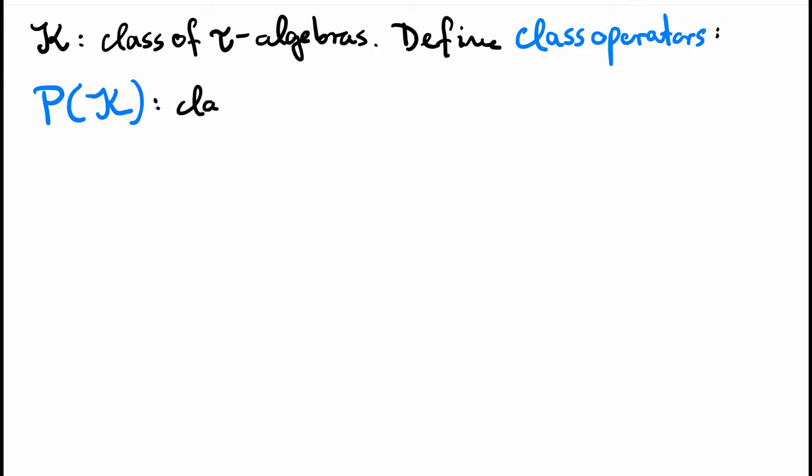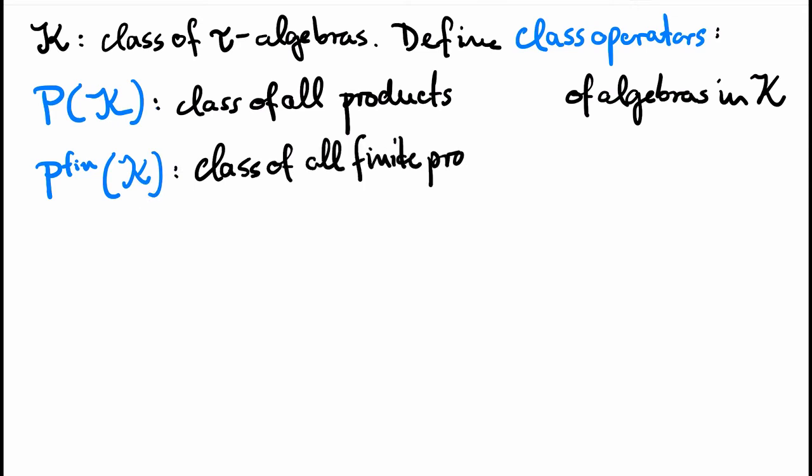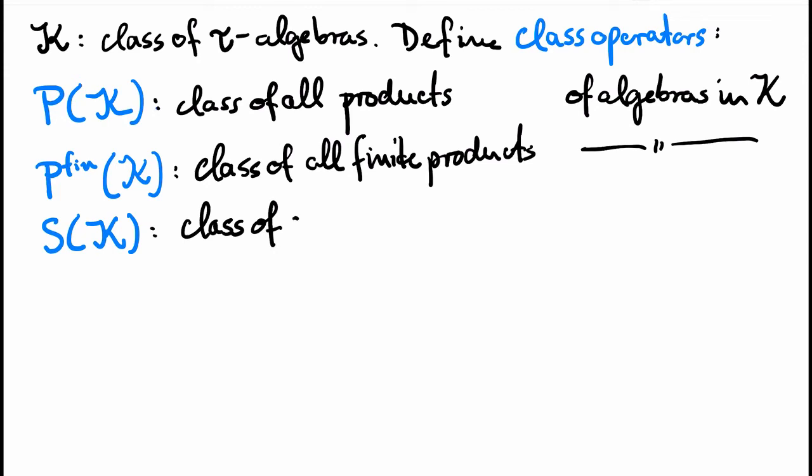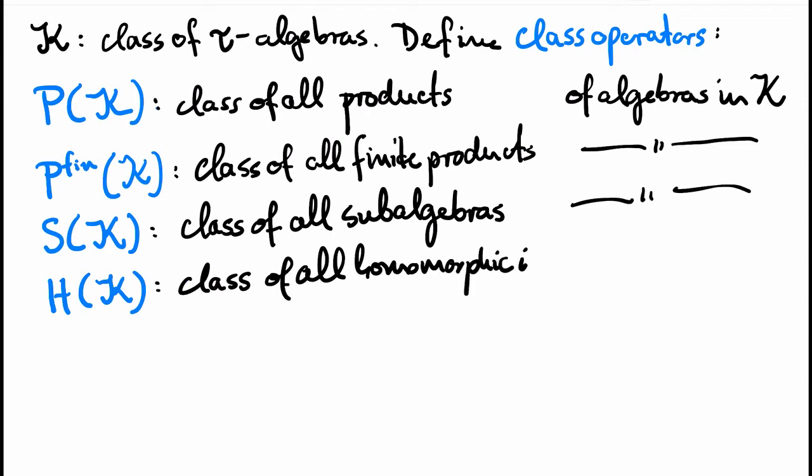P of K is the class of all products of algebras in K. In particular, we allow infinite products. So even if K only contains finite algebras, P of K usually contains infinite algebras. If we don't want to allow infinite products, we write P fin of K. S of K is the class of all subalgebras of algebras in K. And finally, H of K is the class of all homomorphic images of algebras in K.